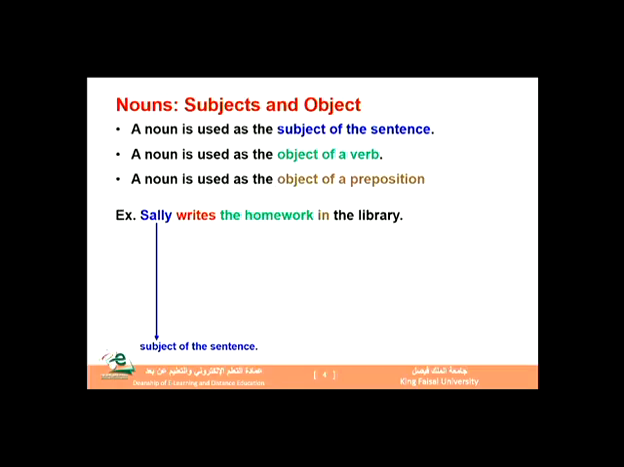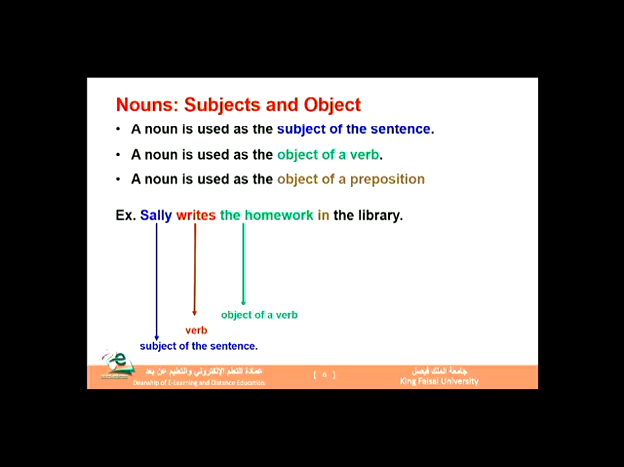Now, if you look at this sentence, Sally writes the homework in the library. The subject of the sentence is clearly Sally. Sally is the one who does the action. The verb of the sentence is the verb write, while the word homework is the object of the verb. So basically, we have the subject, which is Sally, the verb, which is write, and the word homework is the object of the verb write.